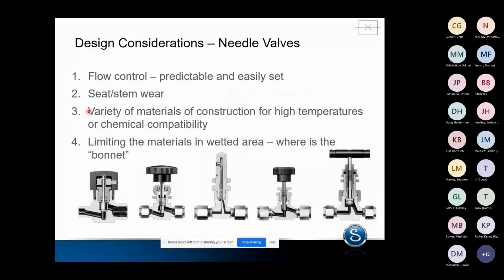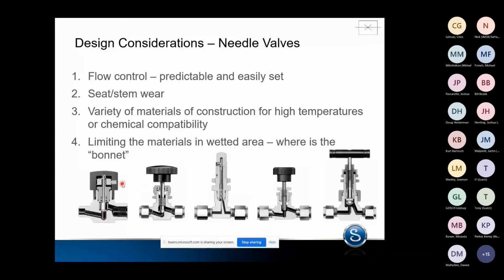So again, when we're looking at other design considerations, needle valves are designed for flow control. They're predictable. They're easy to set because of that linear relationship between flow coefficient and number of turns open. We do need to pay attention to any seat and stem wear. Unfortunately, with a needle valve, you're not able to see any of that. What you're going to see is changes downstream, if you have a flow meter, or some other means of identifying either pressure drop or flow changes.